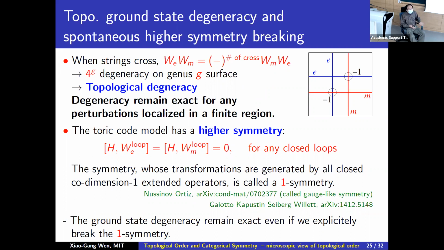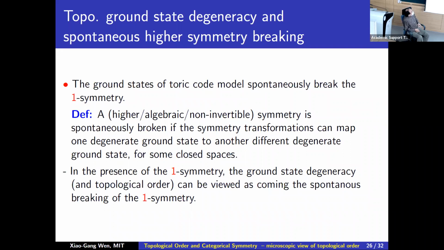So it's kind of tricky. On one hand, when you have one symmetry, you can get topological order. But even when you break it, you still get topological order. So the reason and the cause became a little tricky. So let's explore this direction a little bit more. Actually, this topological ground state degeneracy can be viewed as a spontaneous higher symmetry breaking.